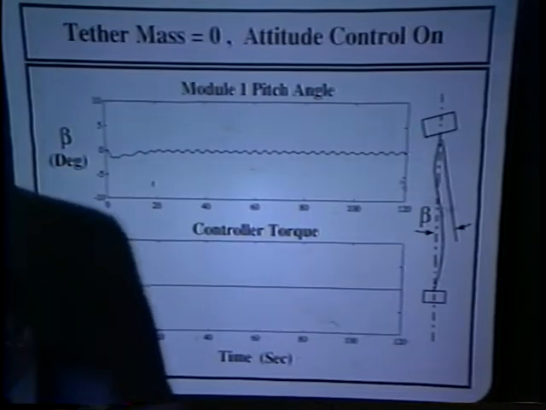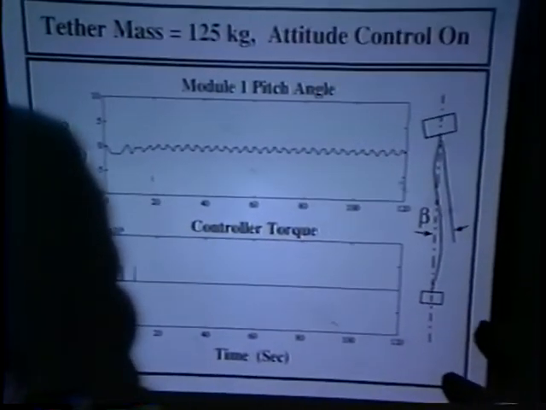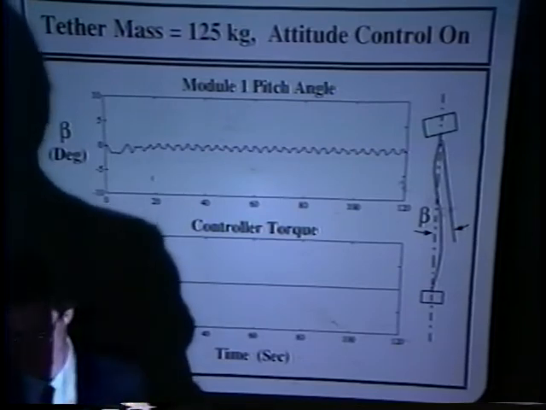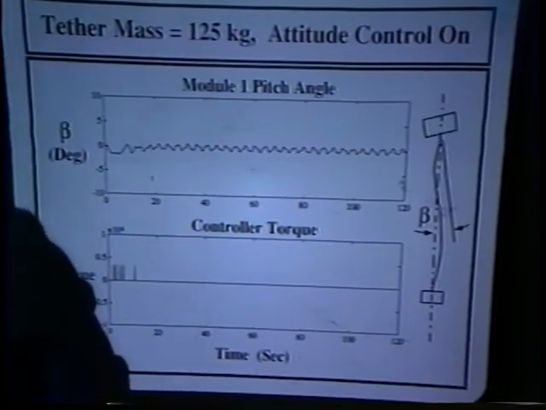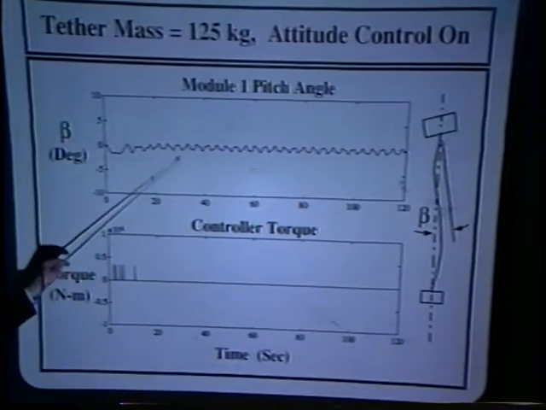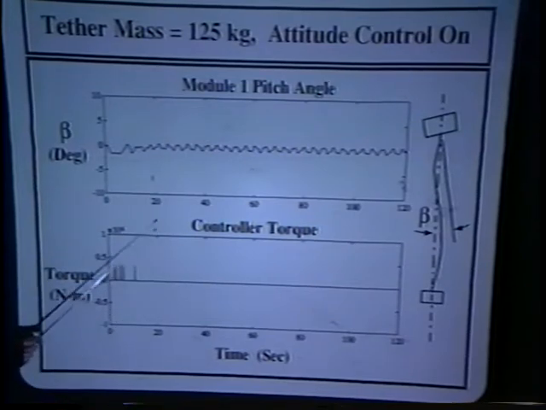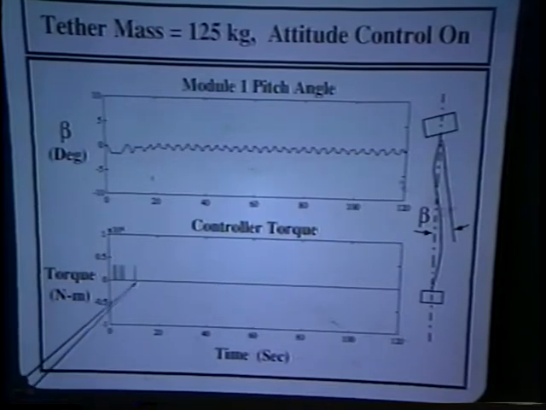Now when we add the effects of a massive tether, the first massive case that I showed with a safety factor of 1.8, you can see that the oscillations are a little bit larger, reflecting the disturbance, the torque that the oscillating tether is putting on the modules. And a little bit greater controller torque is required to keep these oscillations in control. But again, the controller effort ceases even before the spin-up ends at 19 seconds.